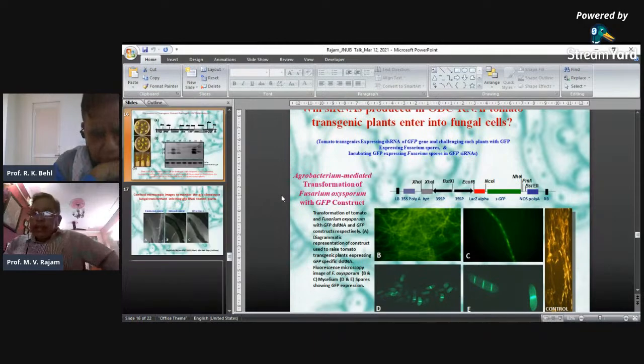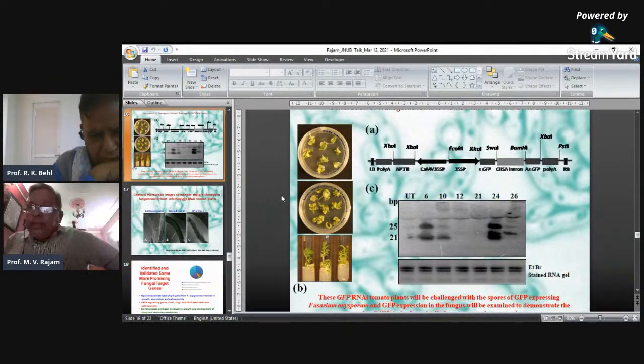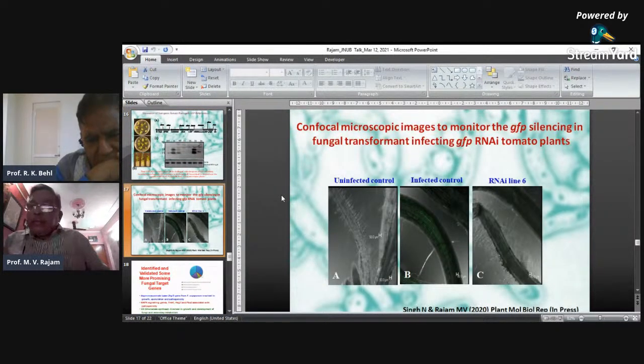Simultaneously, we also developed tomato transgenics with RNAi GFP. That means these tomato transgenics express double-strand RNA against the GFP gene. In the fungus we used GFP expression, but in tomato we have expressed double-strand RNA against GFP. We also checked the detection of siRNA molecules by Northern. Then we challenged the control and different RNAi lines with GFP-expressing spores of Fusarium oxysporum.